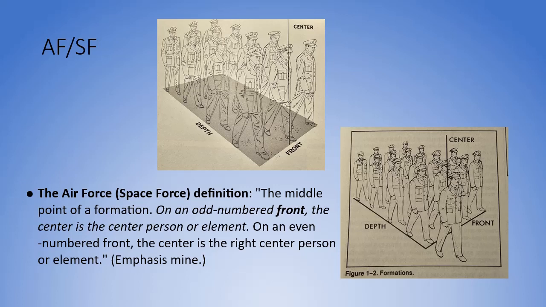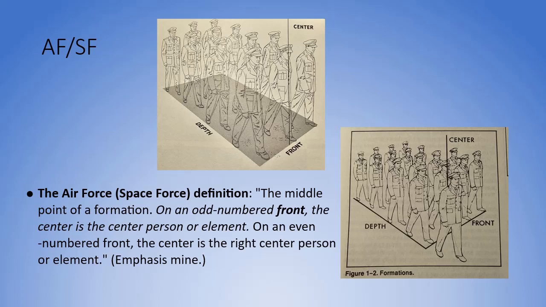Let's read the second sentence of the Air Force definition together. I have it italicized here. On an odd numbered front, the center is the center person or element. The front is only in column formation. The front of a formation does not change for the Air Force and Space Force.